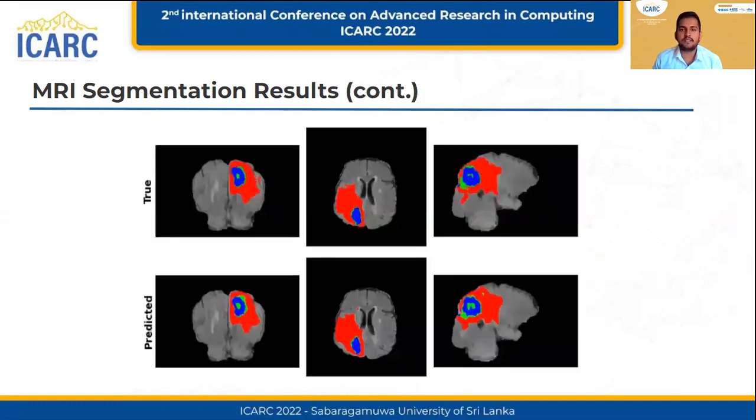This is the segmented output predicted by our segmentation module for one of the test cases, compared to its ground truth label. The images shown are slices taken from the middle in coronal, axial, and sagittal views of the 3D MRI.